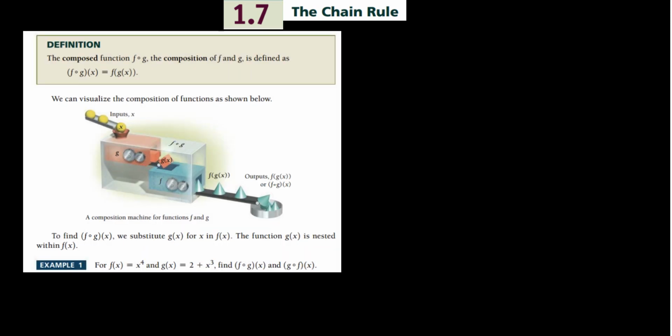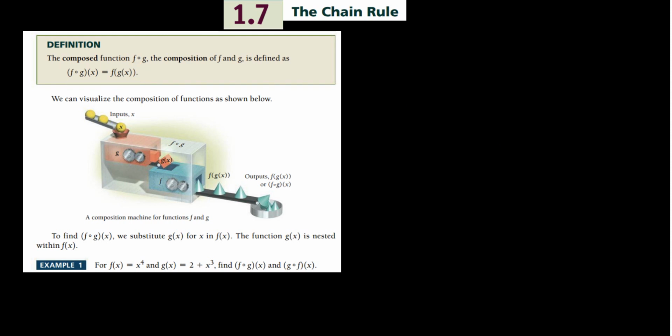Okay, so let's start here at the top. The definition: the composed function f of g, the composition of f and g, is defined as f, and then there's a little bitty o there. It just means f of g. Don't confuse it with a dot, which means f times g. So f of g of x, phonetically, is f of g of x. And that's what a composite function is.